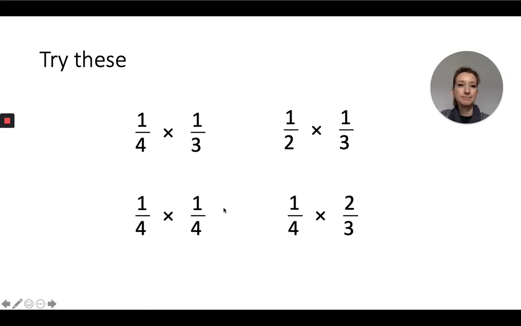Okay. You just pause. Right, hopefully you've paused and haven't had a little go. And we'll just go through some of the answers. So here we should have 1/12. Here 1/2 times 1/3 should be 1/6. This one, 1/4 times 1/4 should be 1/16, and 1/4 times 2/3 should be 2/12, or you could simplify that to 1/6.